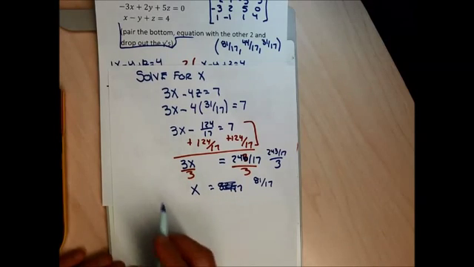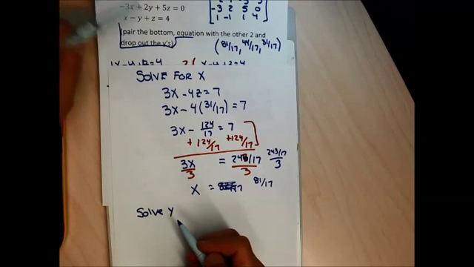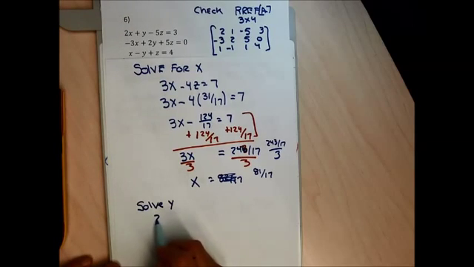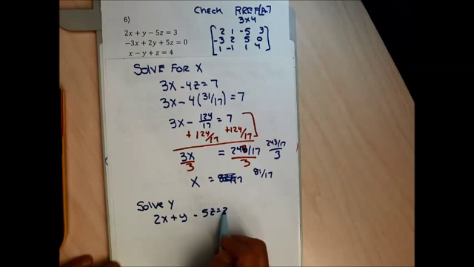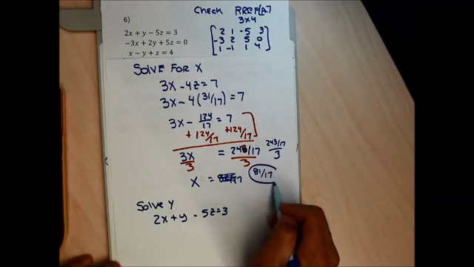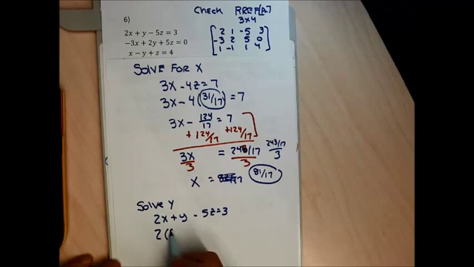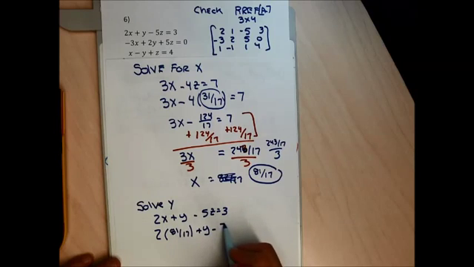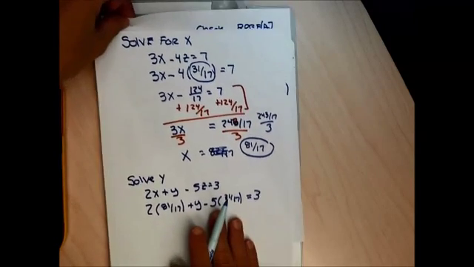I certainly wouldn't go on to solve for y if I didn't have the other two answers right. I need any equation with a y. I like this top equation because it has a nice version of the y. So I'm going to use 2x plus y minus 5z equal to 3. And in for x, I'm going to plug 81 over 17. And in for z, I'm going to plug 31 over 17. So I'm going to go 2 times 81 over 17 plus y minus 5 times 31 over 17 equals 3. Let me clean up that right side.